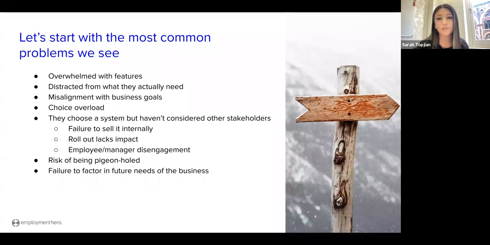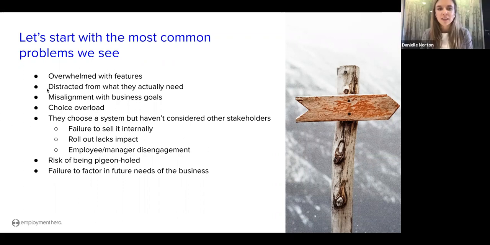Misalignment with business goals is also quite common. That is actually understanding where the business wants to go and how an HR system can align to those goals, rather than just the goals of what HR needs. And I see it a lot, Danielle, I don't know about you, but choice overload. There are so many different platforms out there and you're never comparing apples with apples. So it's really about uncovering your needs, and we're going to go through how you can do that, so that you don't get overwhelmed by features and by what products are out there.